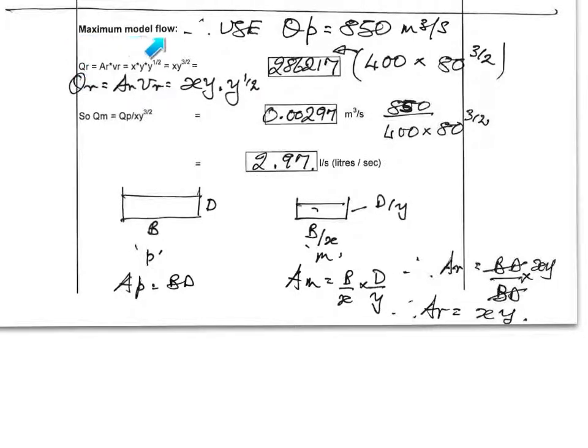Finally, the maximum model flow, i.e. the maximum flow the laboratory pump would have to deliver, will be based on the higher of the two flows given for the full scale, i.e. the 850 cubic meters per second.